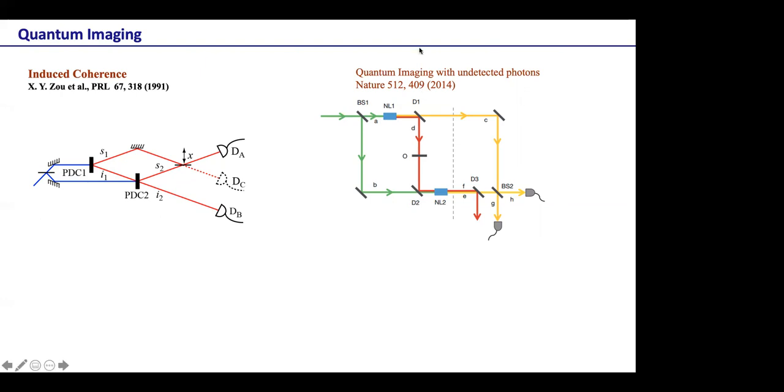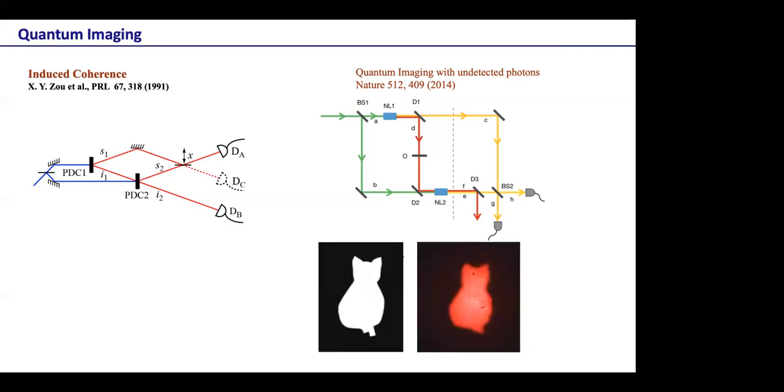But here they come up with an idea using this quantum effect that you can do imaging with the photons that have not interacted with the object. And they had this cat as an object, and then they were able to show that yes, it can be done very effectively. Again, I have not gone through the details.